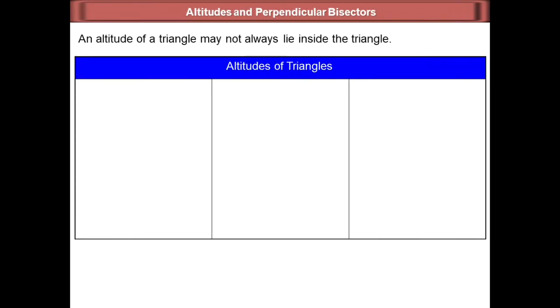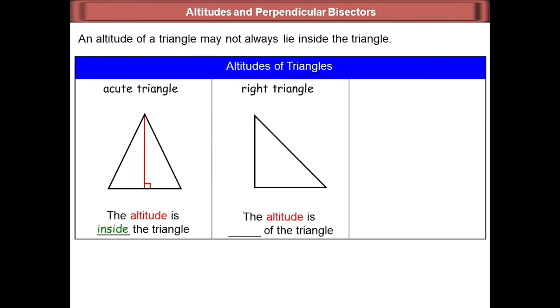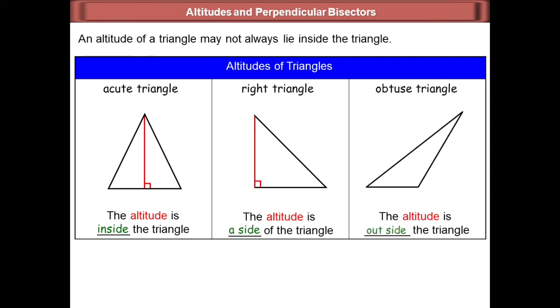An altitude of a triangle may not always lie inside the triangle. Altitudes of triangles depend on what type of triangle they are. So in an acute triangle, the altitude is always inside of the triangle. In a right triangle, an altitude is either of the sides. And in an obtuse triangle, the altitude is outside of the triangle.